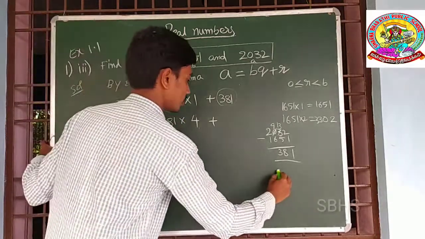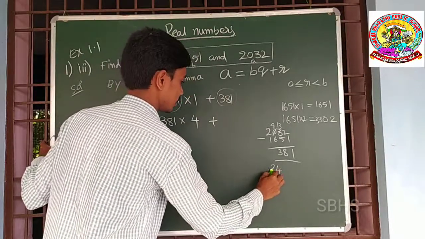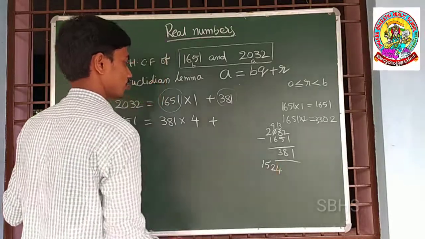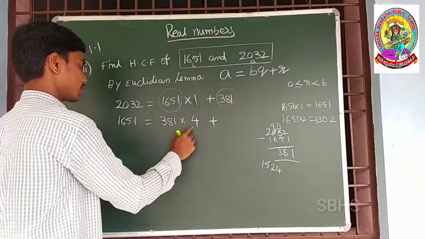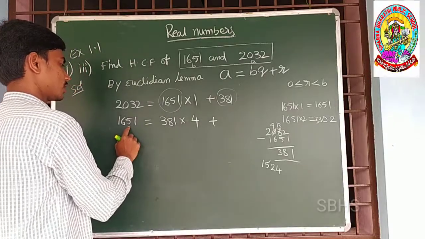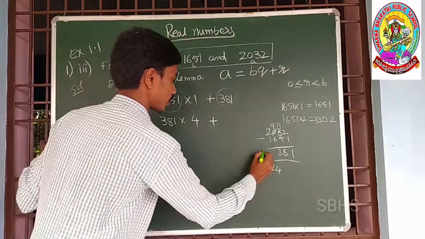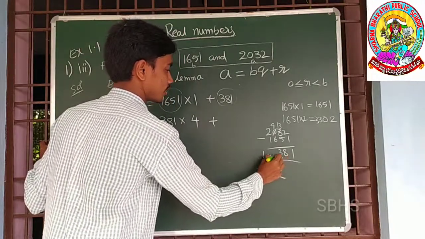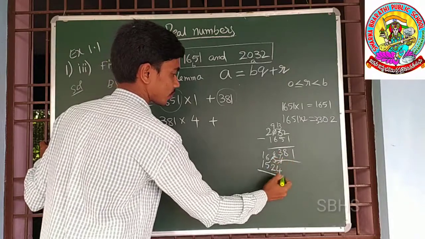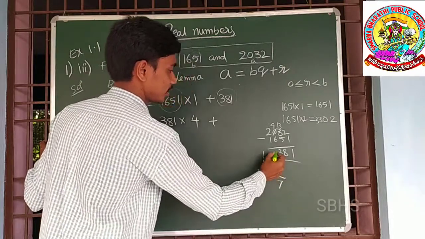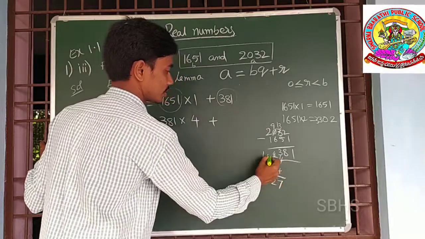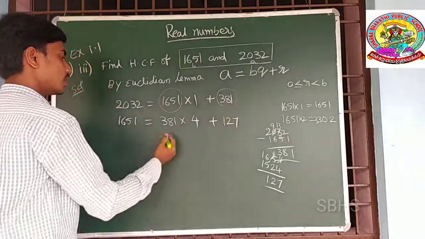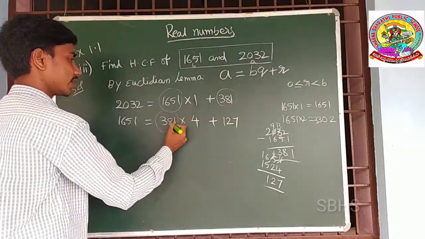So 4 ones are 4, 4 eights are 32, 4 threes are 12 plus 3 is 15, 24. So this value is 1524, but you have to add something that should give 1651. So try to subtract from 1651. 1 minus 4 is not possible, it becomes 11 and 4. 11 minus 4 gives 7, 4 minus 2 gives 2, 6 minus 5 gives 1. So 127.